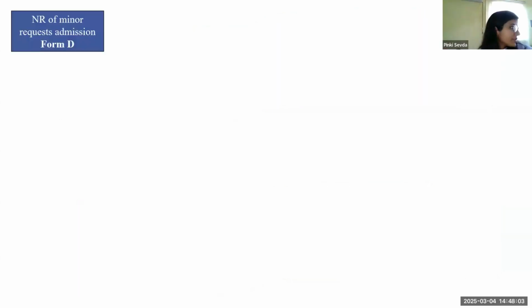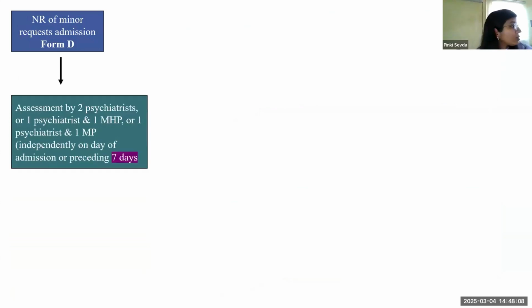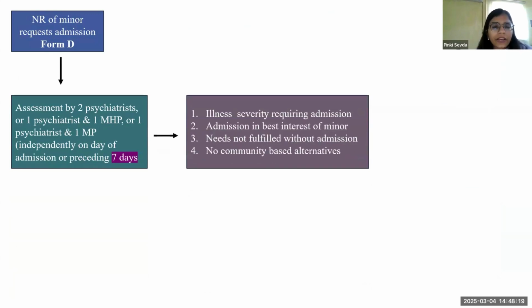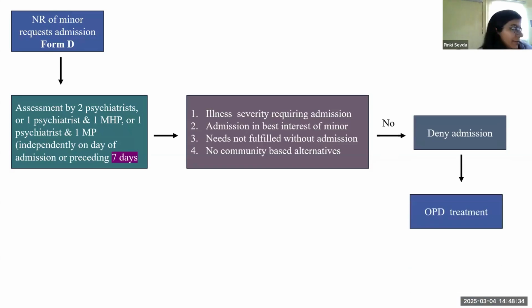If the NR of a minor requests admission, then we will apply Form D. It will be assessed by 2 psychiatrists, or 1 psychiatrist and 1 mental health professional, independently on the day of admission or the preceding 7 days. And we will see whether illness severity requires admission, admission is in the best interest of the minor, needs are not fulfilled without admission, and no community-based alternatives are there for the minor. If it is not there, then we will not admit the patient and outpatient treatment will be done.